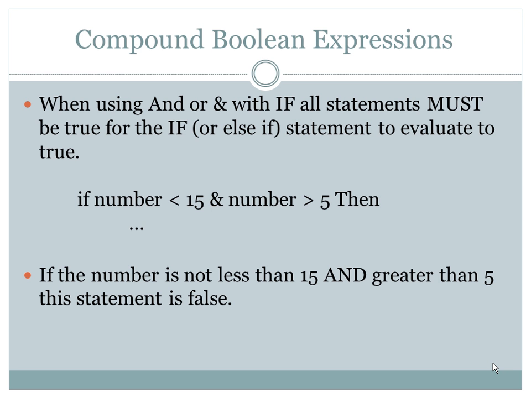Now, you can type out AND, or you can use the ampersand in order to create that Boolean expression. So if number is less than 15, ampersand, or AND, number is greater than 5, then whatever you want. So this is going to look at both individual expressions. Both must be true in order for the overall expression to be true and the statements to execute.